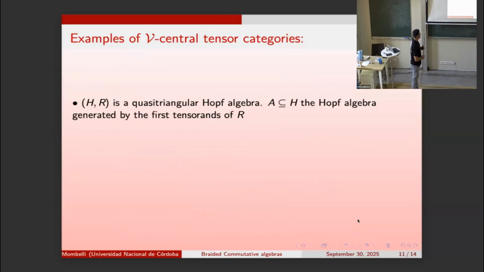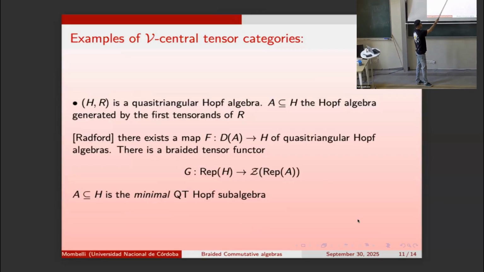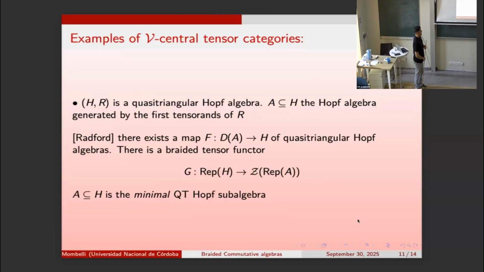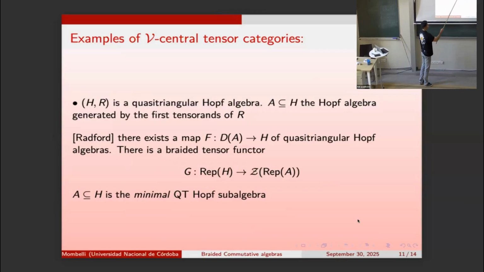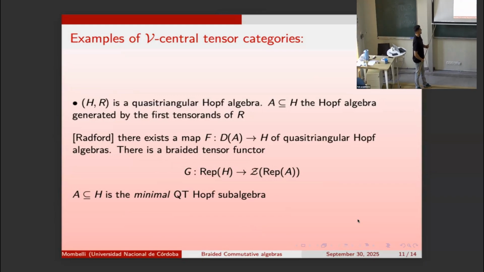So there is another example. If you take any quasi-triangular Hopf algebra A and you form the Hopf algebra H generated by the first tensorants of R, then Radford proved that there is a morphism from the Drinfeld center of A to H that is a quasi-triangular map. And this gives you a functor from the category of representations of H to the center of the category of representations of A. Usually this Hopf algebra H is called the minimal quasi-triangular Hopf algebra.